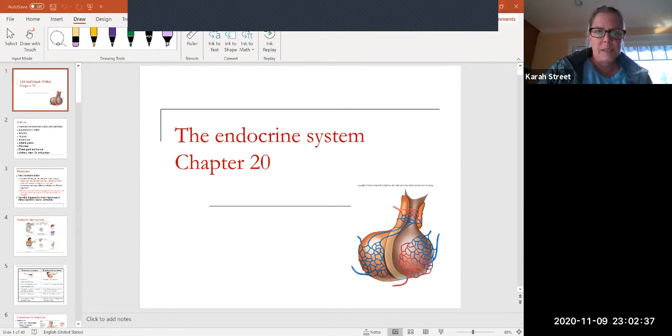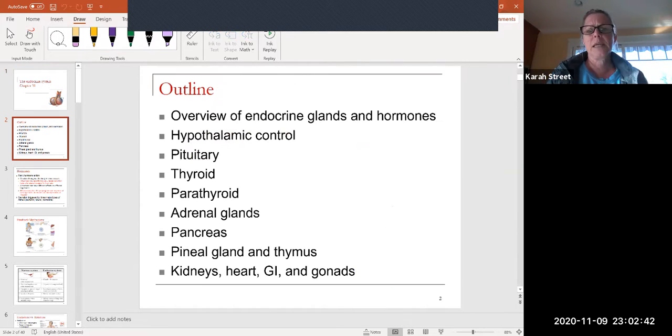Okay, so the endocrine system. The endocrine system is basically dealing with glands that secrete chemical signals. And these chemical signals are called hormones. And a hormone is a lot like a neurotransmitter in that both of them are chemical signals. They're going to target a target cell, and the target cell is going to respond by basically changing its physiology.